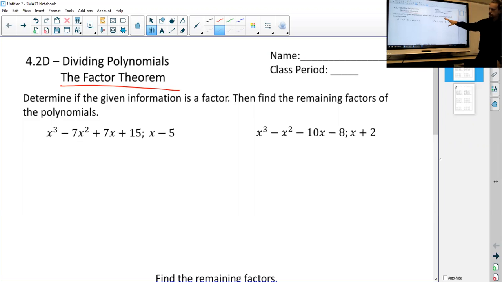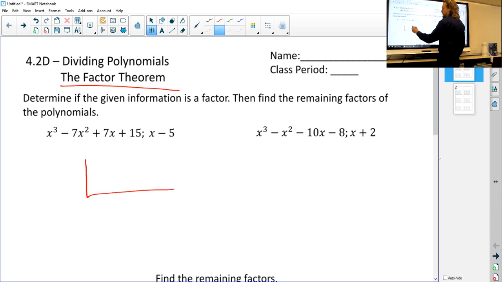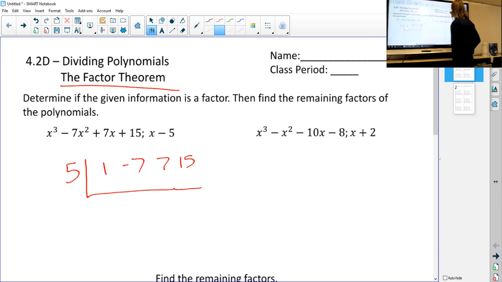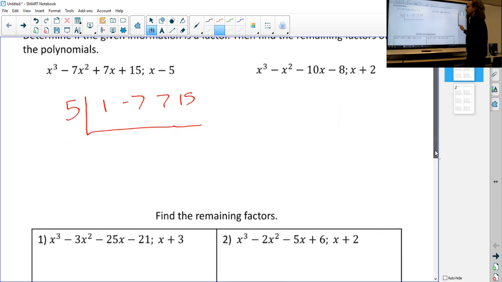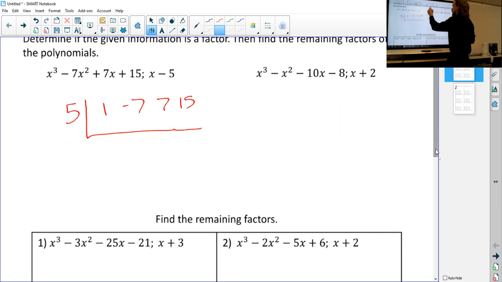So let's see what we're doing here. So we've got our problem here, x to the third minus 7x squared plus 7x plus 15. So I'm going to set up my synthetic division here. Since I'm divided by x minus 5, I'm going to put positive 5 on the outside. And then I go through the same steps we've been doing.